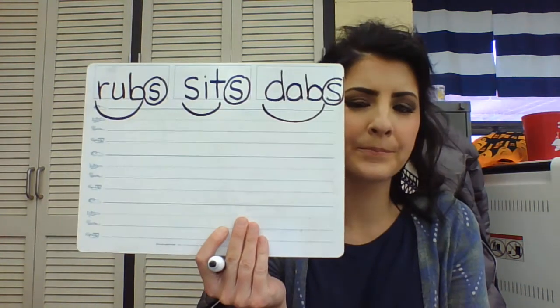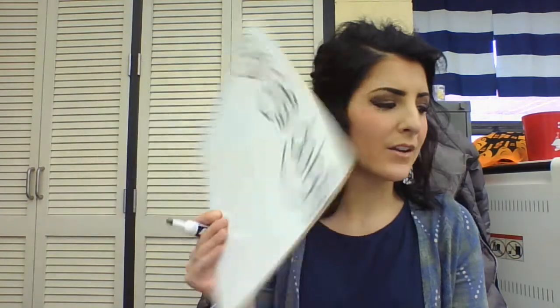The last word I would like you to build is the word dabs. Dabs. D-ab. Dab. Let's build that word together. D-ab. Dab. And add your suffix s. Dabs. Good job. Okay, go ahead and erase those words, boys and girls.